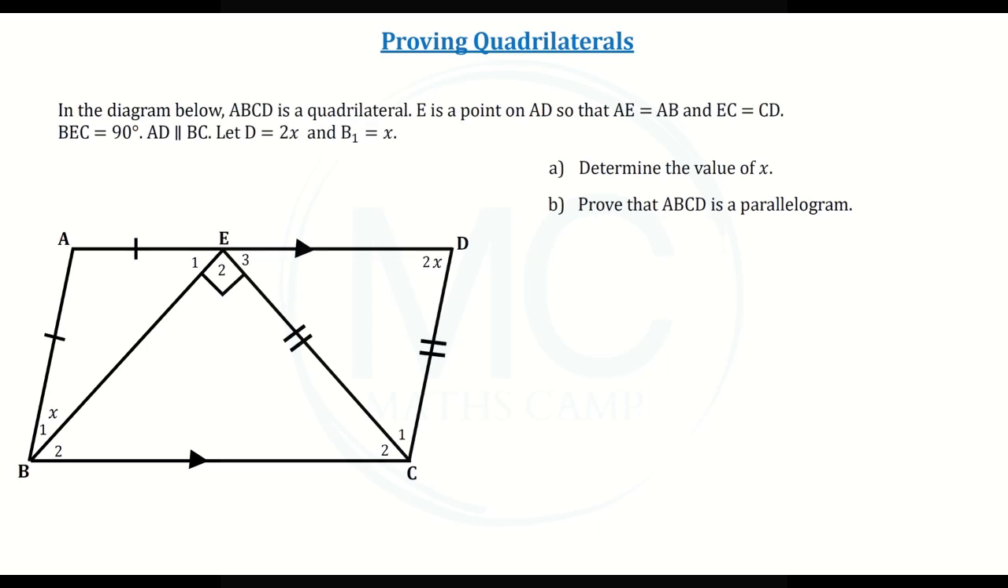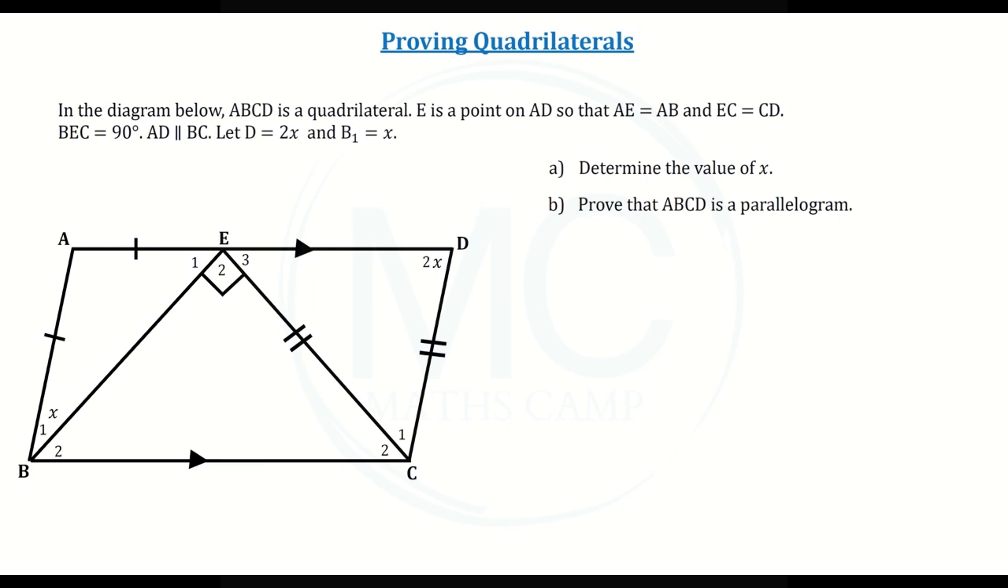In the diagram below, ABCD is a quadrilateral. E is a point on AD, so that AE is equal to AB, and EC is equal to CD. BEC is 90 degrees. AD is parallel to BC. Let D be 2x and B1 equal x. A, determine the value of x, and B, prove that ABCD is a parallelogram.